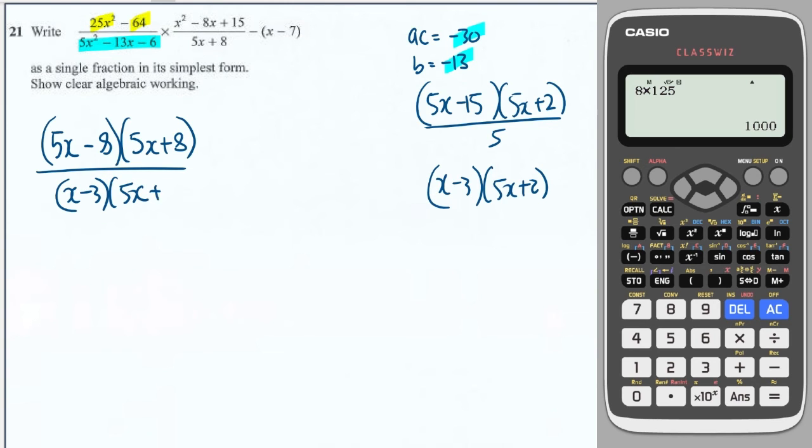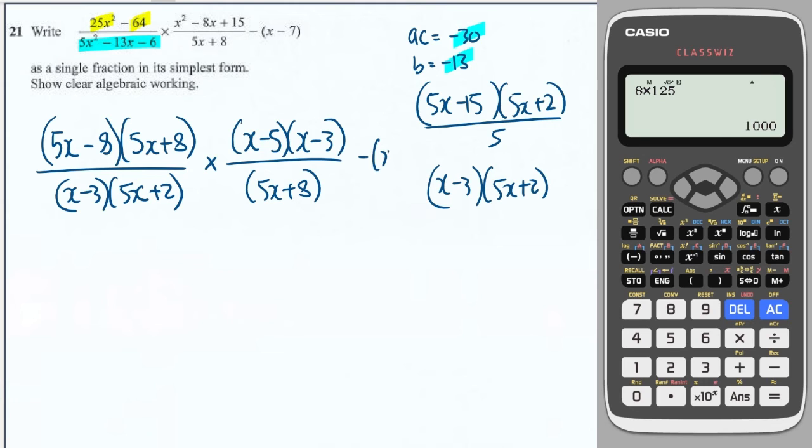I was hoping for a cancellation, but alas. This one's just a straightforward quadratic, so x minus 5 and x minus 3, I think, does the job. And this one can't be factorised at all, but I can put it into brackets like that, and then minus afterwards.